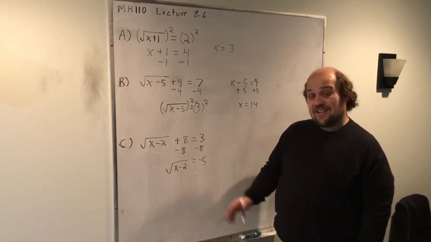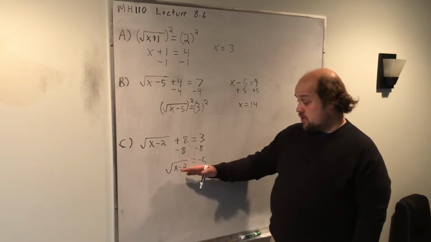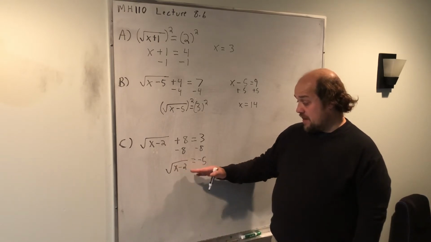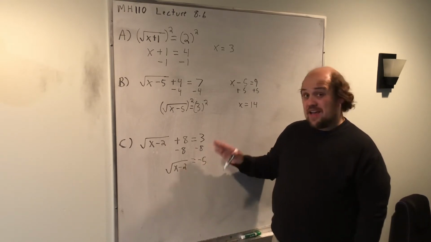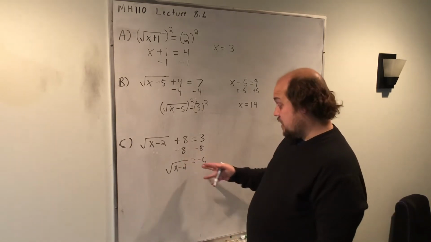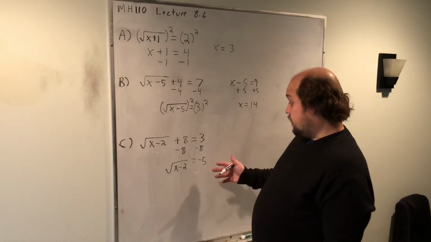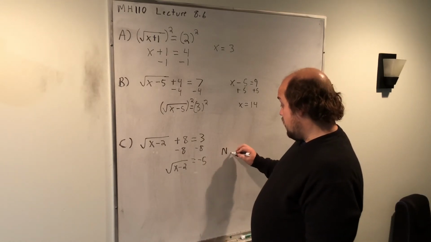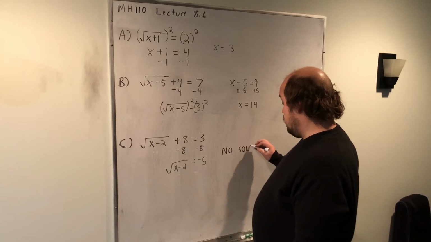We're only considering the positive form of the root, so if I get the root of x minus 2 equals a negative number, I have to say no solution. I cannot solve where I get a negative number out of the root. For that reason, I would stop here and write no solution.